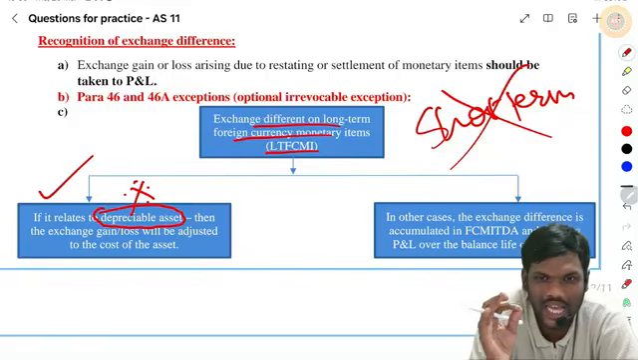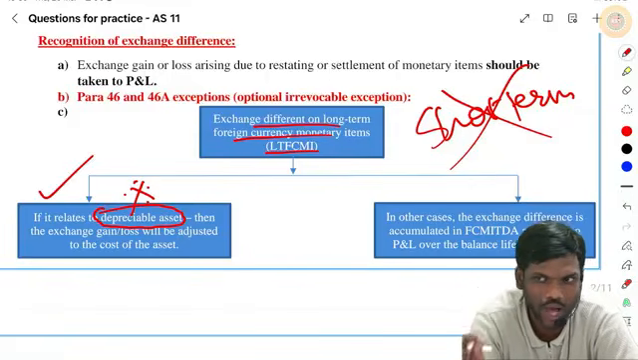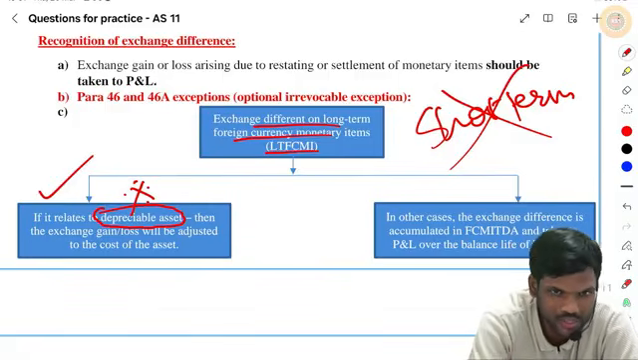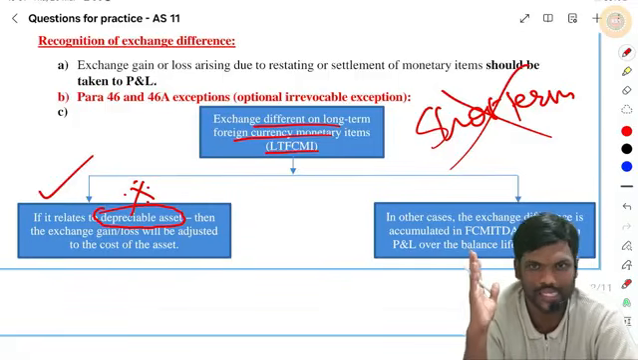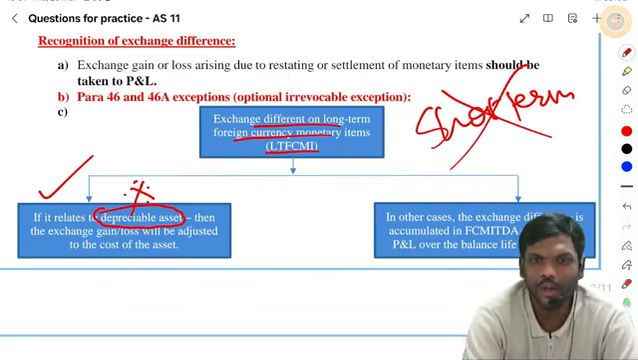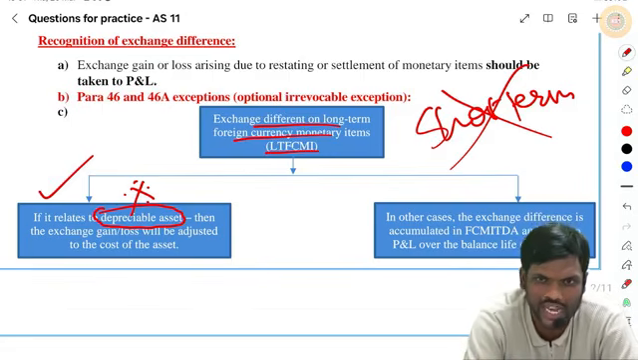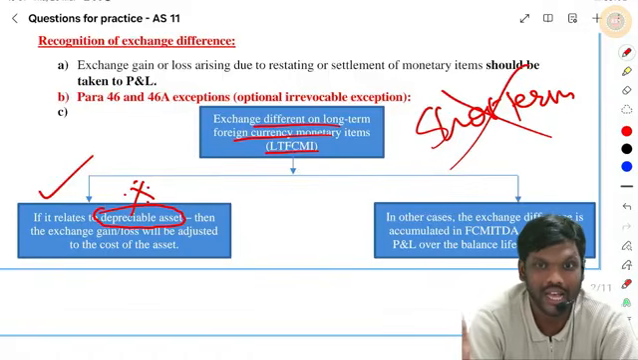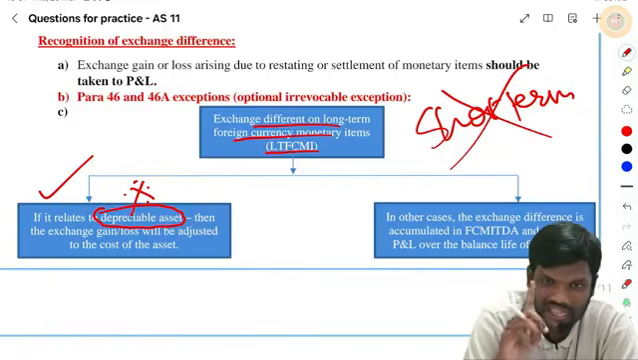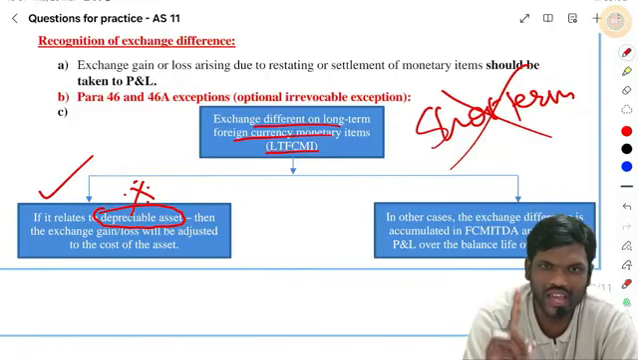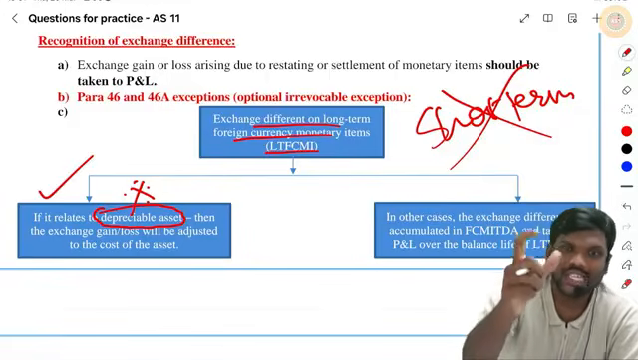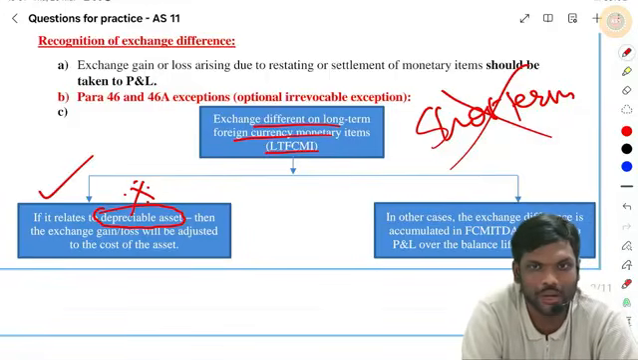In that case, AS11 says, okay, you have a long-term foreign currency monetary item. You have used that for a depreciable asset. In that case, AS11 para 46A says, whatever foreign exchange gain or loss is there, that need not be taken to P&L. Using this option, instead of taking the foreign exchange gain or loss to P&L, you can adjust it against the cost of the depreciable asset.